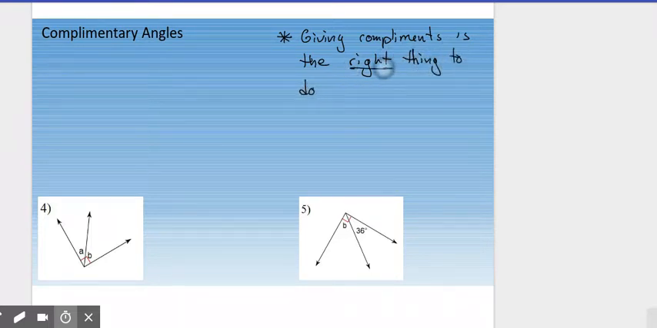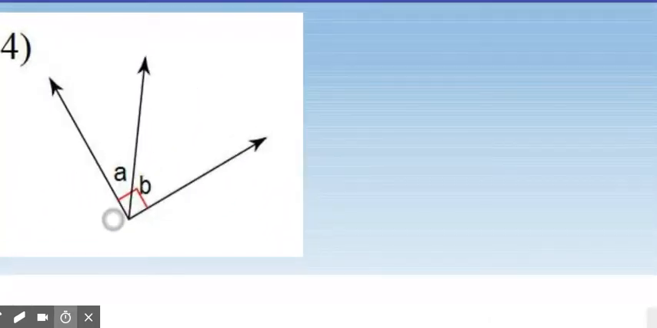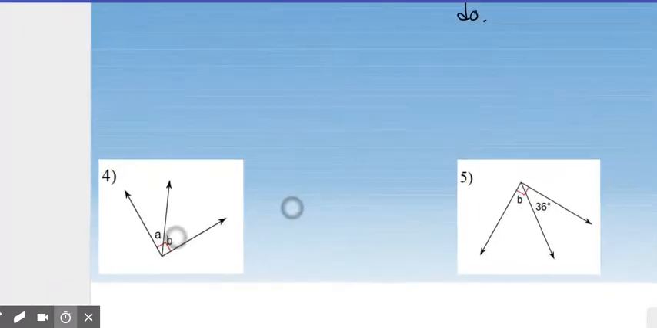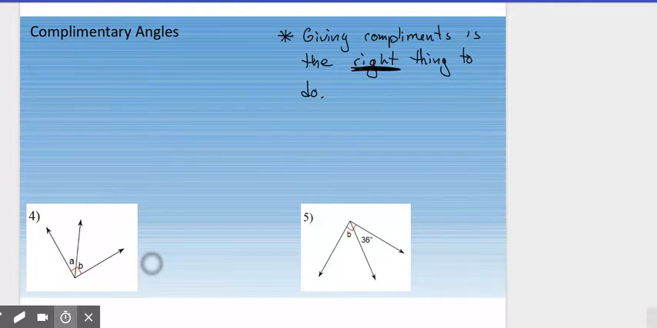Now, the key word in that is the right thing to do, because complementary angles together form a right angle. Notice when you look at this example here, that has this little box here. Remember, that's a 90-degree angle. That is a right angle. So it's two adjacent angles, A and B, that form a right angle.